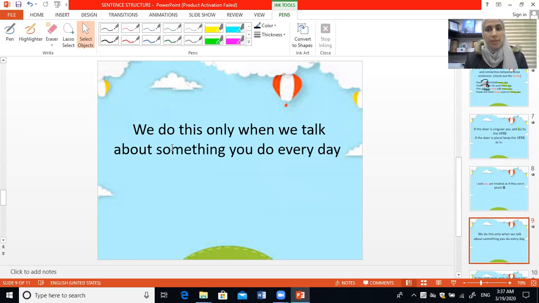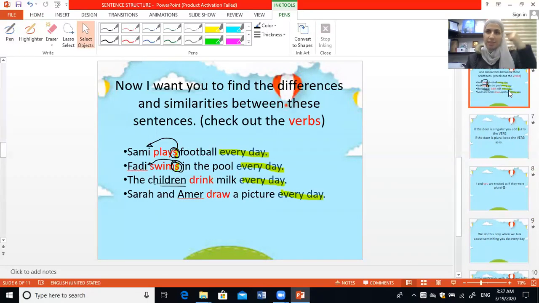Now, when do we put S with a verb? When we talk about something that we do every day. Let's go here. That's why we have in all the sentences every day, every day, every day. So when we have every day and we have a verb, we need to check for the subject. If the subject is singular, you need to put an S with a verb. If the subject is plural, you don't put anything with a verb. That's only if you have every day. That's when we talk about something that we do every day. Now let's go.